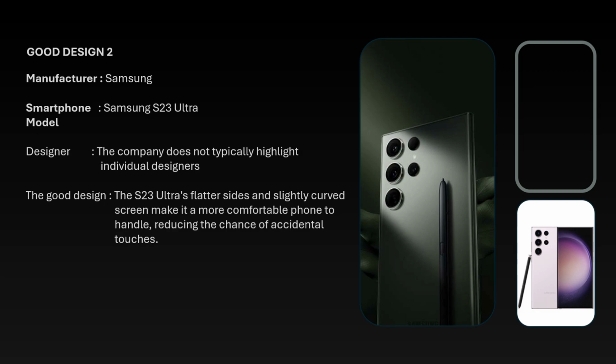The next slide is good design number 2. The manufacturer is Samsung. The smartphone model is the Samsung S23 Ultra. The company does not typically highlight individual designers, so we don't know who the specific designer is for this model. The good design in the S23 Ultra is its flatter sides and slightly curved screen, which make it a more comfortable phone to handle and reduce the chance of accidental touch.